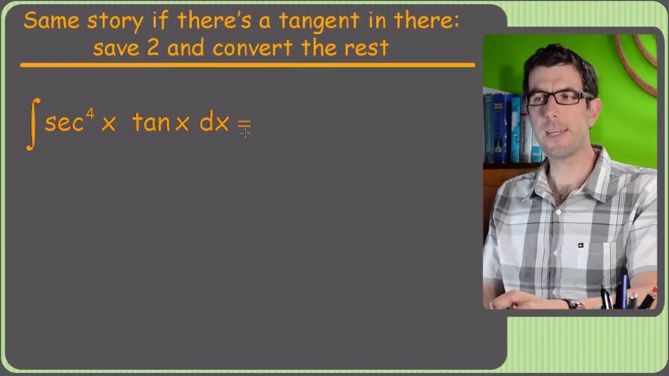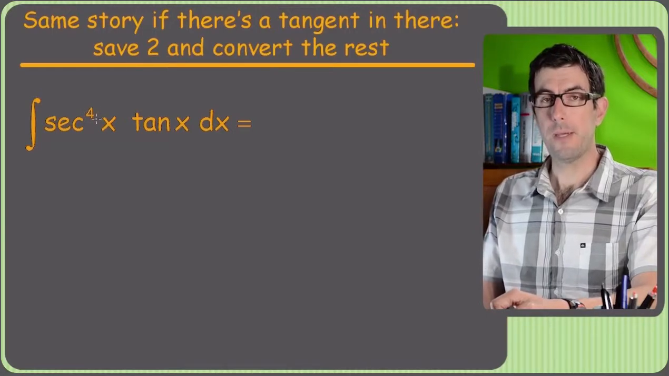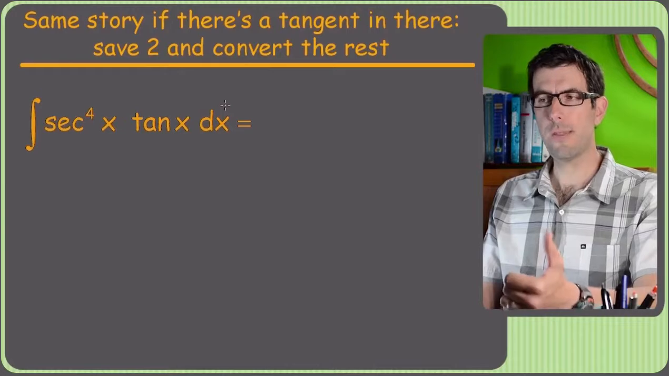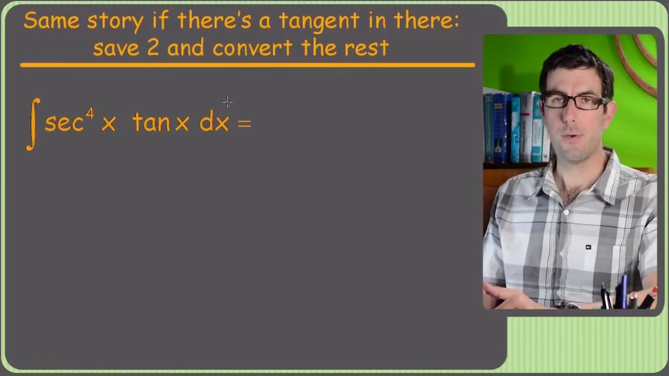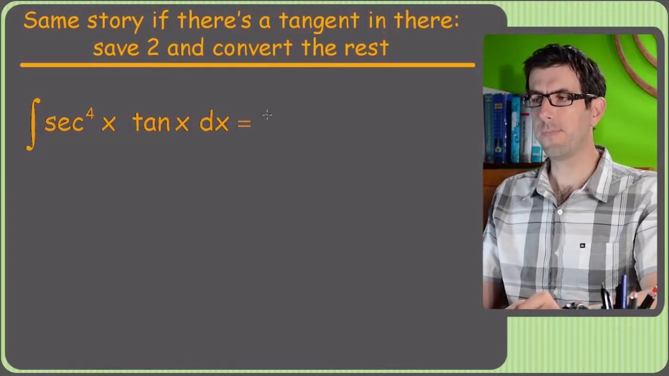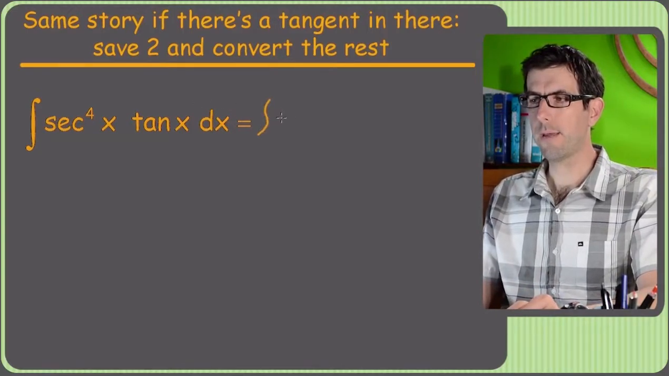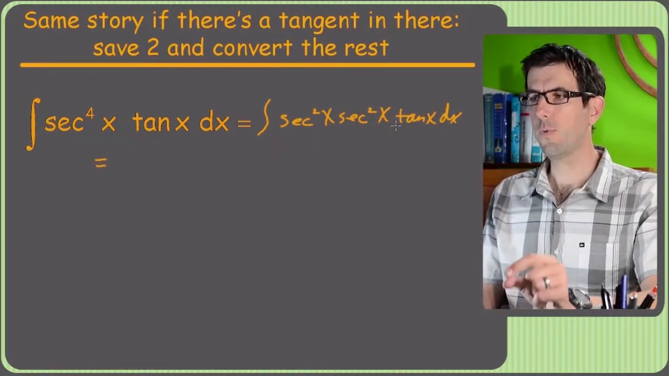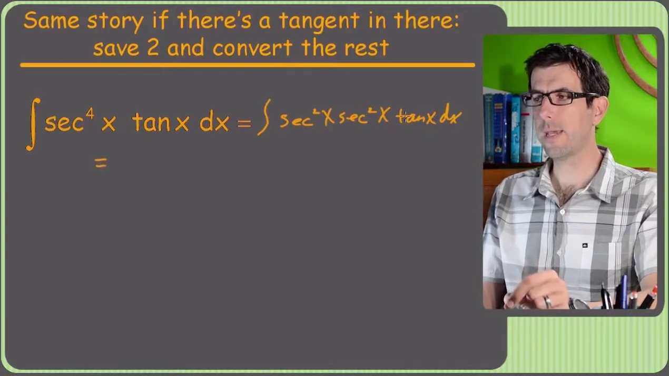So in this problem we've got a tangent, but we also have a secant to the 4th. So we're just going to ignore the tangent, and we're going to say, you know what, that's an even power of secant, so therefore we're going to pull out 2 for the du and convert everything else. Alright, so we're going to have secant squared x, secant squared x, tan x dx. So one of the secants we're going to set aside and use for our du. Then the other one we're going to switch.